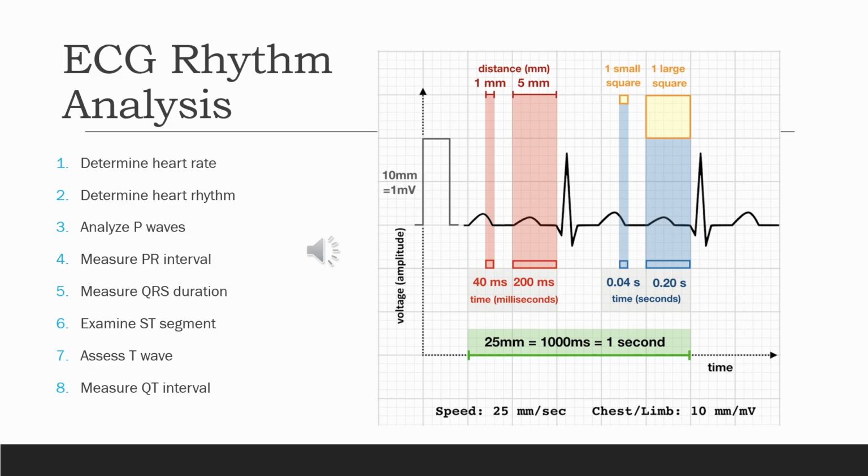Step 2 is to determine the heart's rhythm. So we're going to assess atrial and ventricular regularity. We're going to measure the P to P intervals, which is the atrial rhythm, and the R to R intervals, which is indicative of our ventricular rhythms. A regular rhythm has consistent and evenly spaced ventricles, meaning that the space between each R wave, the R to R intervals, is the same amount of time between each one.